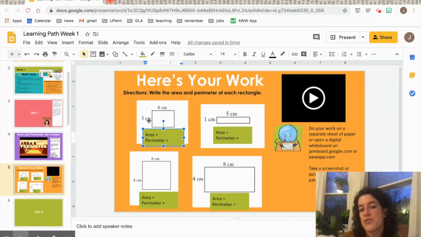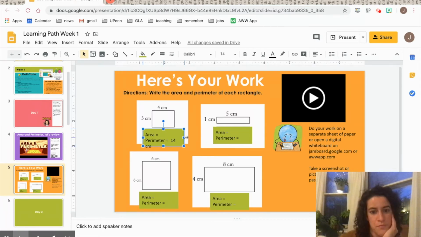Okay, so you should have taken 3 centimeters. I'm finding the perimeter first, sorry. 3 centimeters plus 4 centimeters plus 3 centimeters on this side plus 4 centimeters on this side would give you a perimeter of 14 centimeters. If you did not get 14 centimeters, I want you to draw the rectangle down on your paper. Make sure you labeled all the sides correctly and add them all up. Maybe you made a mistake with your arithmetic in adding all the sides.